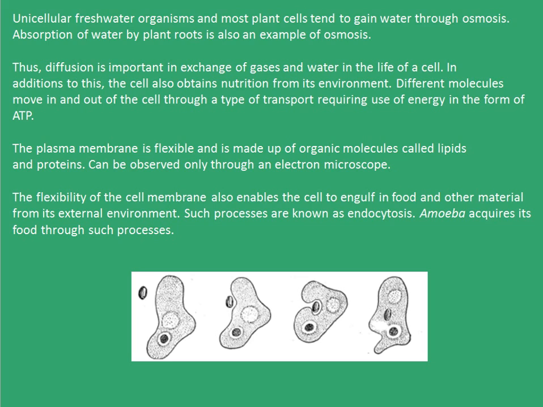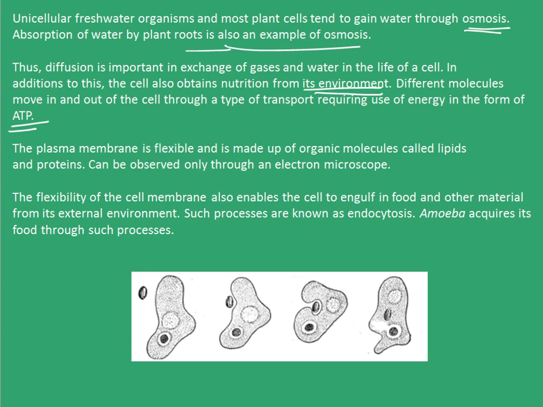Now, unicellular freshwater organisms and most plant cells tend to gain water through osmosis. Absorption of water by plant roots is also an example of osmosis. Thus, diffusion is important in the exchange of gases and water in the life of the cell. In addition to this, the cell also obtains nutrition from its environment. Different molecules move in and out of the cell through a type of transport requiring the use of energy in the form of ATP, which is the abbreviation for adenosine triphosphate.